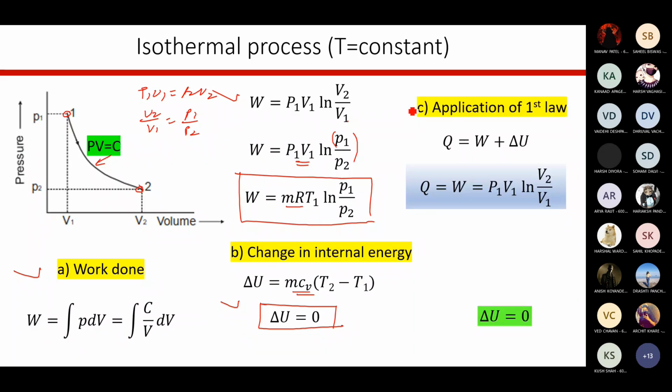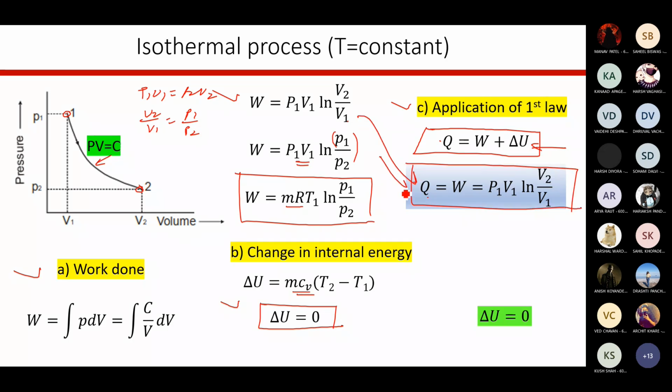Now, if you apply the first law of thermodynamics, I am writing that standard expression, Q is equal to delta U plus W here. And I already said that delta U is 0 for an isothermal process. It means Q is equal to W for an isothermal process. So that's why Q is equal to W is equal to the same expression I am writing here. And you can use any of these forms here. Q is equal to W.